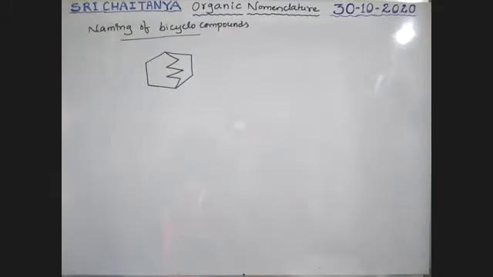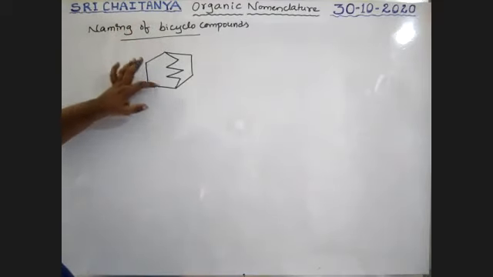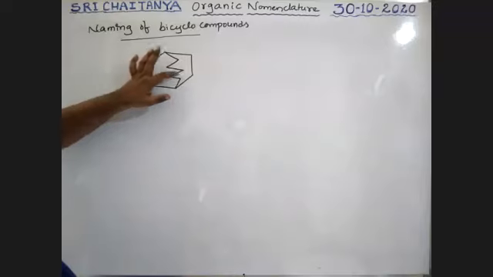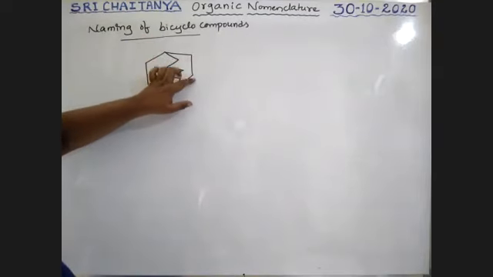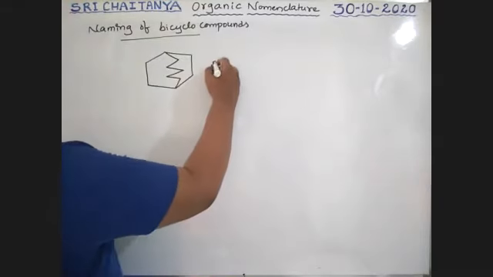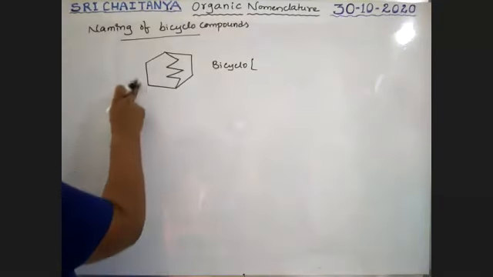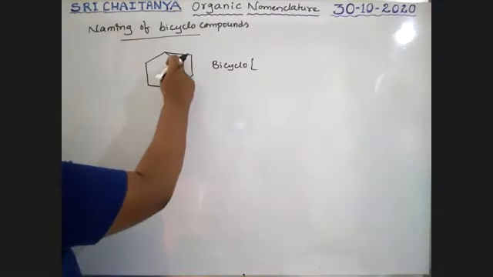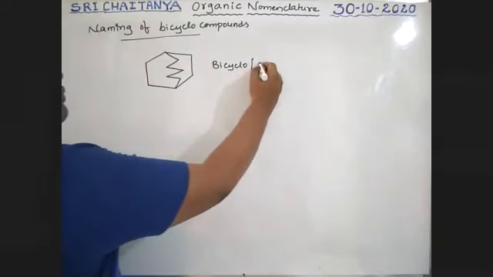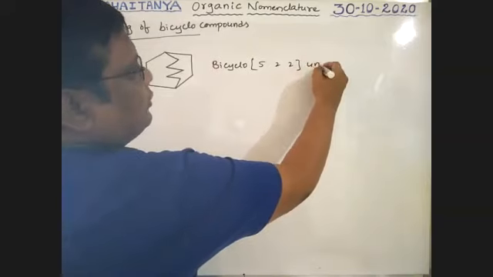What is the name of this compound? See here 1, 2, 3, 4, 5, 6, 7, 8, 9, 10, 11. Total 11, bicyclo. See here 2 carbons, here 2 carbons, 1, 2, 3, 4, 5. So 5, 2, 2. Undecane.